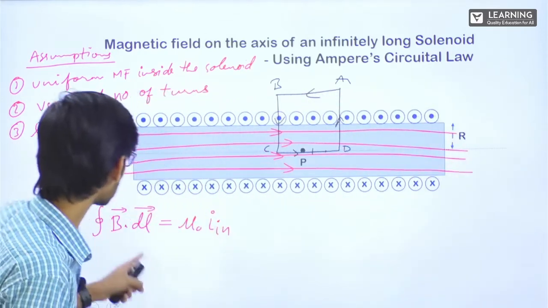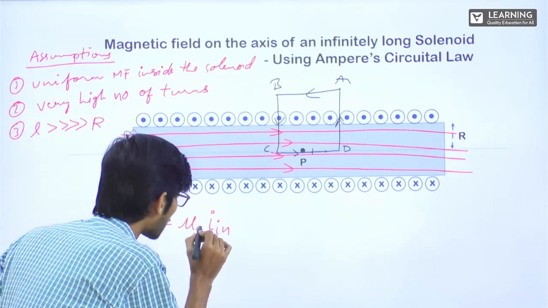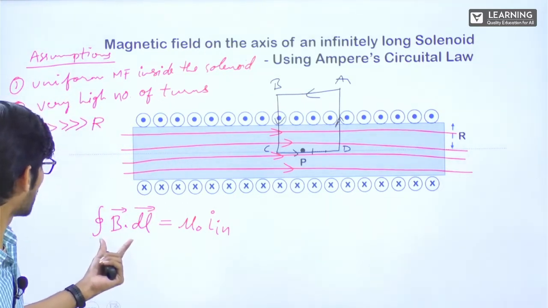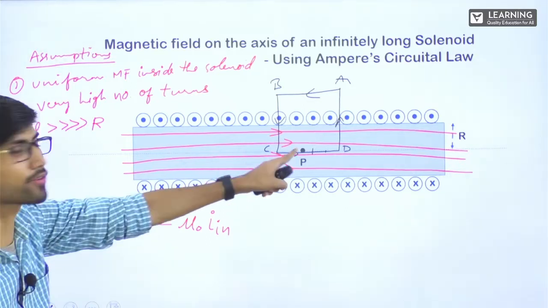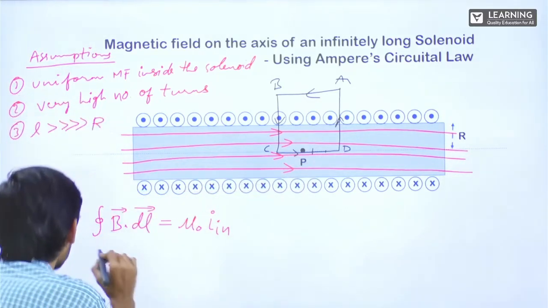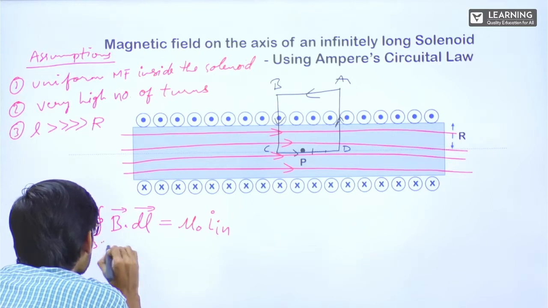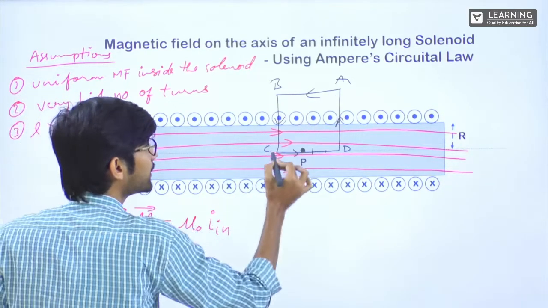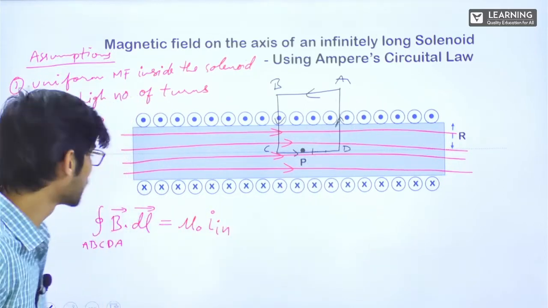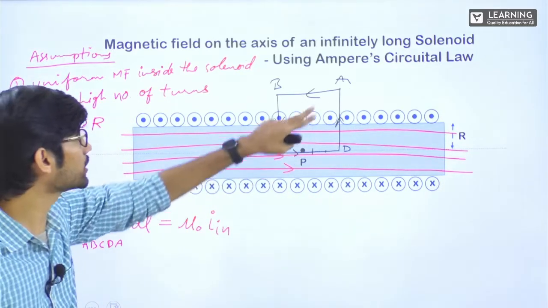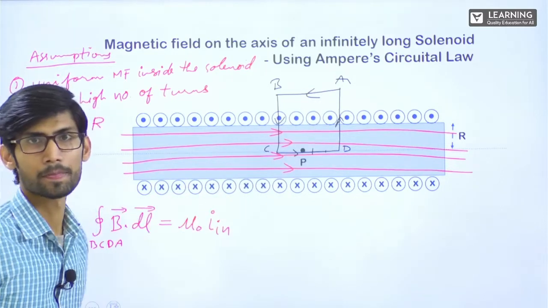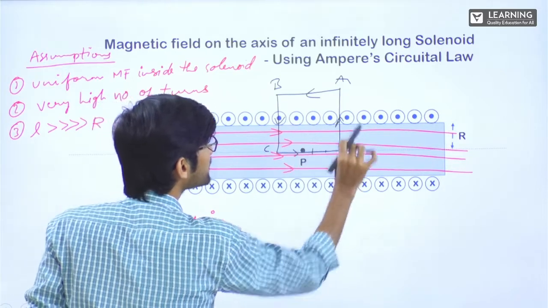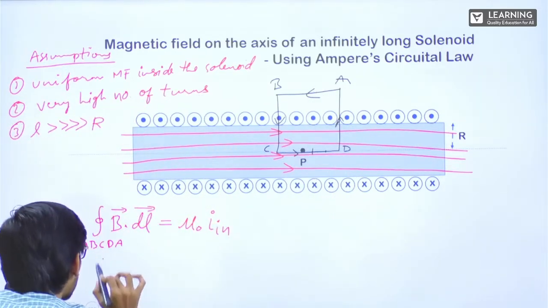Now, from here, this integration is for this entire loop. That means A, B, C, D and A. It is a closed loop. So from A, B, C, D, again A, I have to close the loop. So this integration, if you see, these four are different lines. So I have to take the sum first from AB, then BC, then CD, then DA, integration, right?